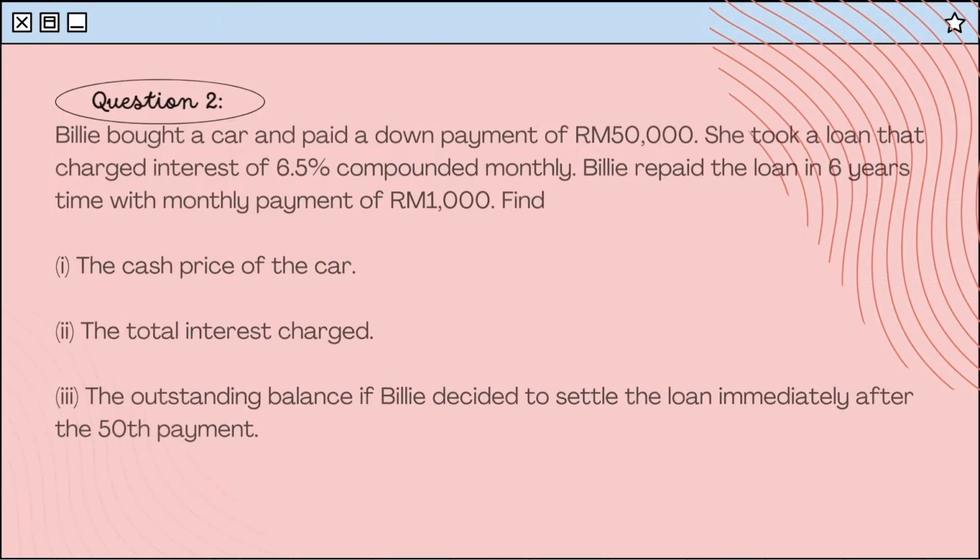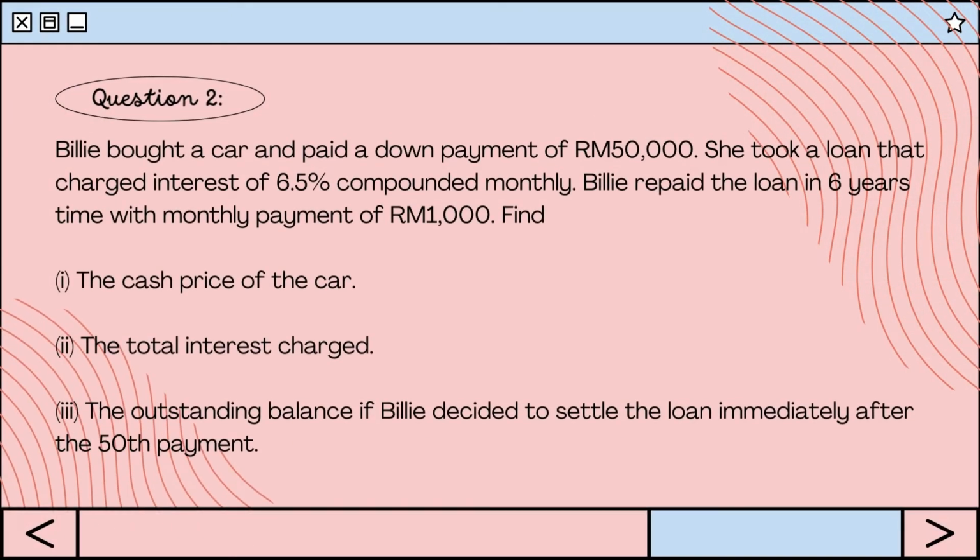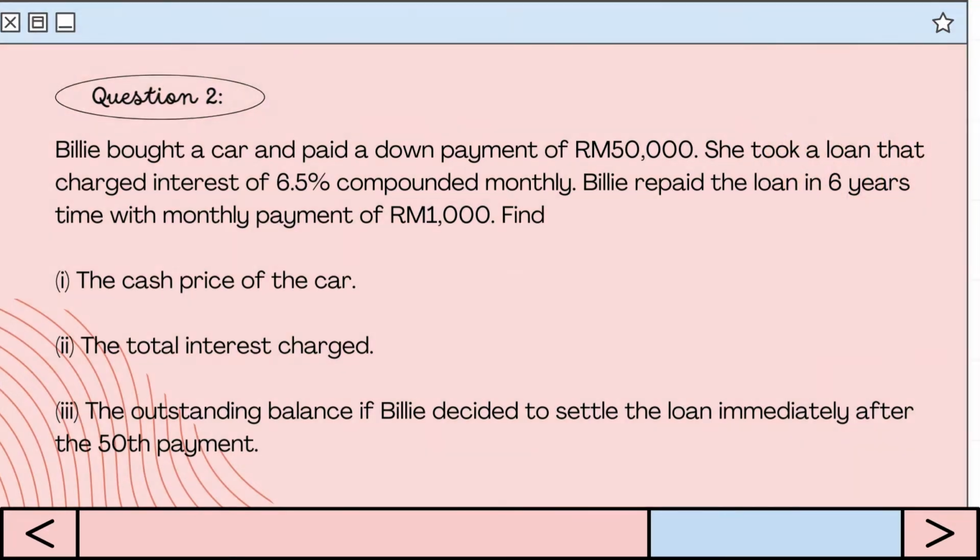Hello, Shazan here. Let's proceed to the second question for annuity. The question is, Billy bought a car and paid a down payment of 50,000 ringgit. She took a loan that charged interest of 6.5% compounded monthly. Billy repaid the loan in 6 years' time with monthly payment of 1,000 ringgit. We need to find the cash price of the car, the total interest charge, and the outstanding balance if Billy decided to settle the loan immediately after the 50th payment.